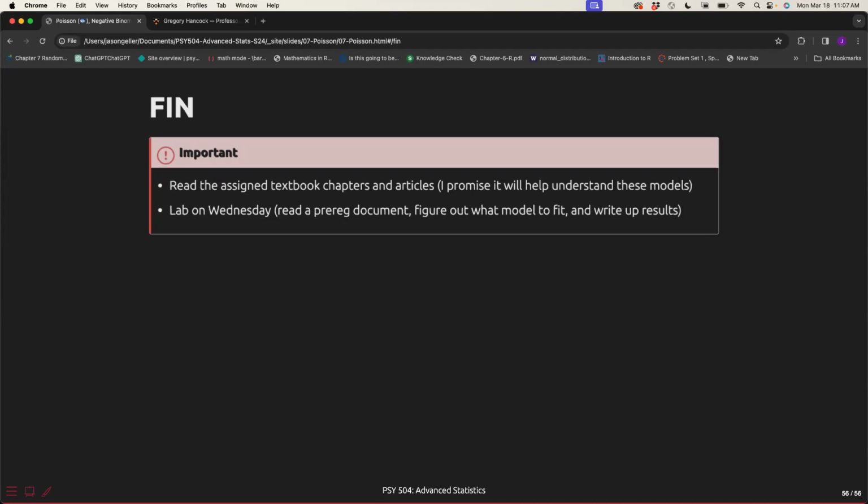And for Wednesday's lab, what I've done is I've created a pre-registered document that you're going to read through, and it's up to you to figure out what model to run. So you're going to have to tell me if we need to run a Poisson model or a negative binomial model and provide evidence for that, and then write up the results. So kind of similar to what we've been doing. So are there any questions, comments about count data?